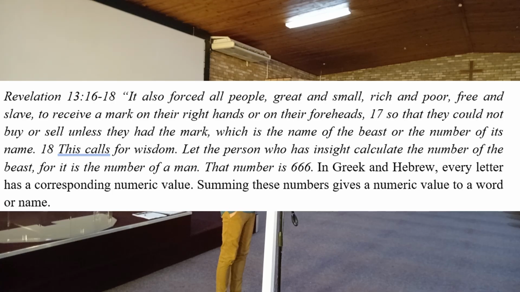"This calls for wisdom. Let the person who has insight calculate the number of the beast, for it is the number of a man, and its number is 666." So yeah, if there's nothing else you know about Revelation, I bet you've heard of 666 before. And this is where it comes from. And it's nice that it's right at the end. It talks about the Antichrist.